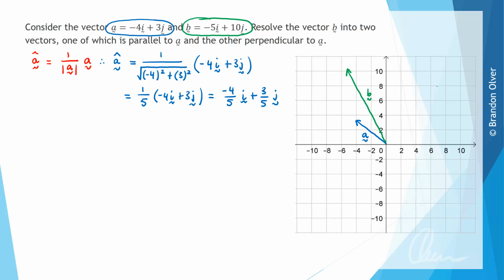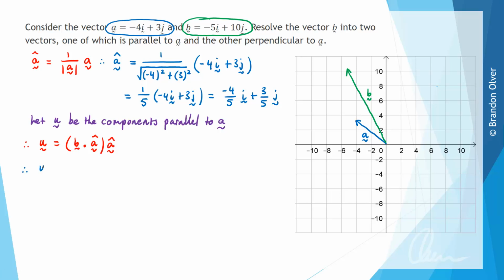Next, I'm going to let the vector u be the components that are parallel to A. Therefore, the vector u can be found as follows. It's going to be the dot or scalar product between B and A hat, the unit vector A, times the vector A hat. So this is essentially finding the scalar projection. This first part of the equation is going to find the length of B in the direction of A, and then A hat, when we multiply it by that, just gives it the direction of A, which is what we're after.